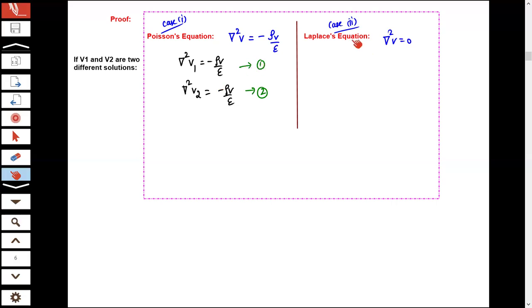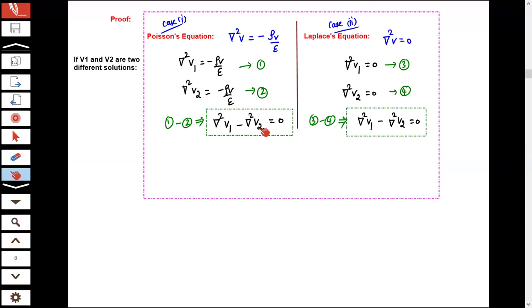Similarly, for the Laplace equation, if V1 and V2 are two different solutions, then both must satisfy the Laplace equation. So we can write del squared V1 equals 0 and del squared V2 equals 0. Let us mark these two as equations 3 and 4. Now we are going to arrive at a common result. If I subtract 1 and 2, I get del squared V1 minus del squared V2 equals 0. In the same way, subtracting 3 and 4 for Laplace equation, I get del squared V1 minus del squared V2 equals 0.